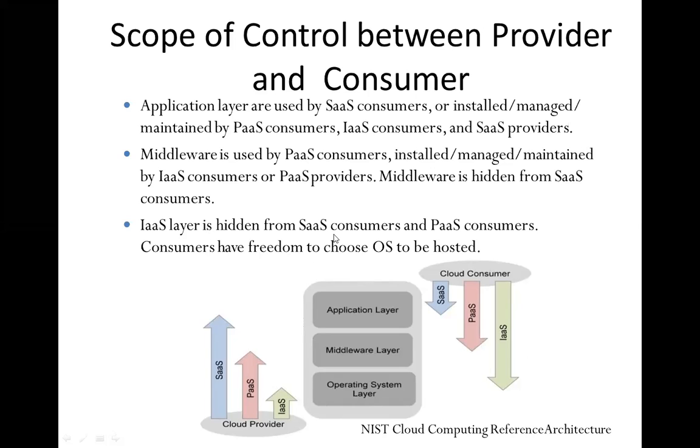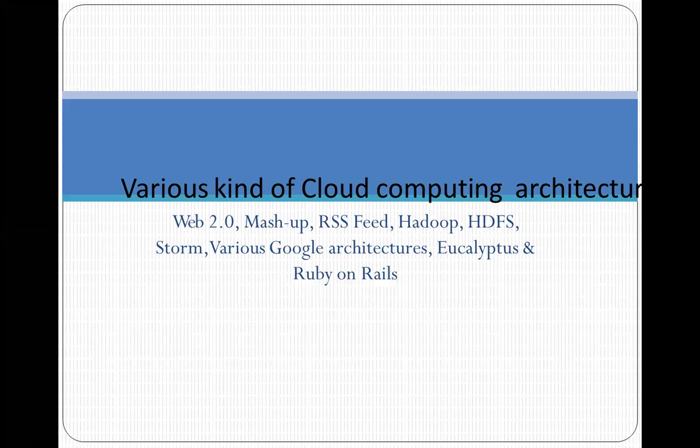The IaaS layer is hidden from the SaaS consumer and the PaaS consumer. The SaaS and PaaS consumers cannot see the IaaS layer. Consumers have the freedom to choose the operating system to be hosted, whichever operating system you want to use for hosting your work.